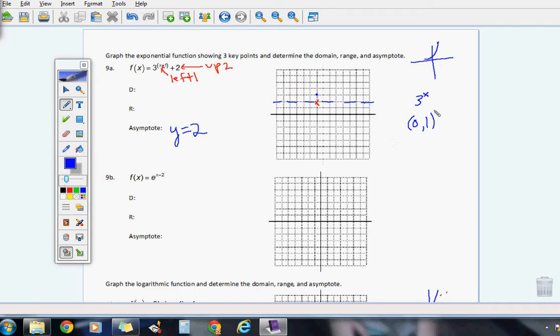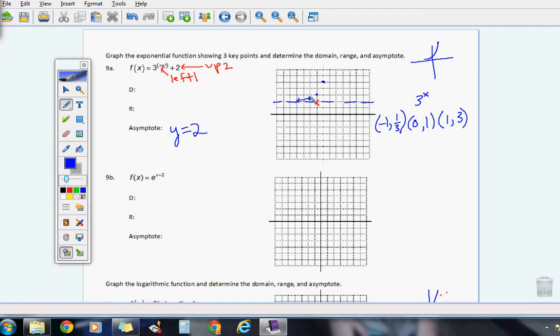And then here we have putting in a 1. Well, 3 to the first, anything to the first power is just itself, so we get a 3 there. So from there, I'm going to go right 1, up 1, 2, and I'm going to make a point there. And then the last key point is putting in a negative 1. It's not the last one I could do, but these are the ones we've kind of talked about. So negative 1 is 3 to the negative first power, which we know is 1/3. So negative 1, up 1/3 right there.